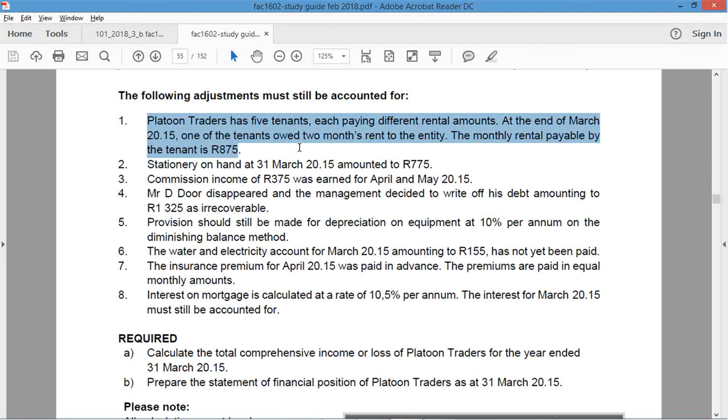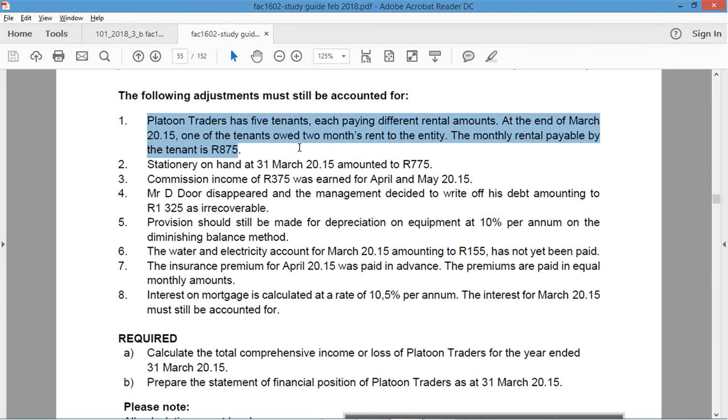Prepaid expense. Okay. Don't guess. You need to use the question to tell me what's happening. If you can explain to me what happened here, it gives you the answer. So there's 5 tenants, each paying different rentals, so you've got tenants paying you. One of the tenants owed 2 months' rent to the entity. The monthly rental payable by the tenant is $875. So is it going to be rent payable or expense payable?